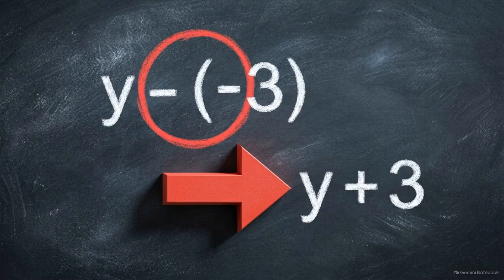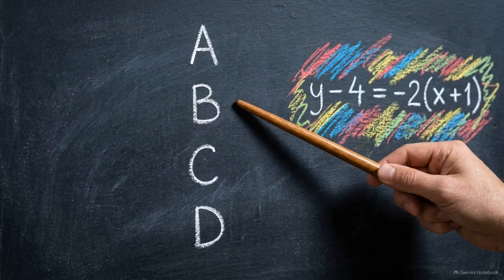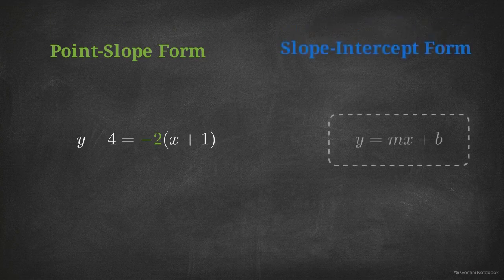Mastering point-slope form is rarely about complex arithmetic. It is an exercise in managing double negatives and trusting the structural template. You might construct a perfectly correct equation only to look at a multiple-choice test and realize your answer isn't listed. This visual shows why. Lines can wear different mathematical outfits.